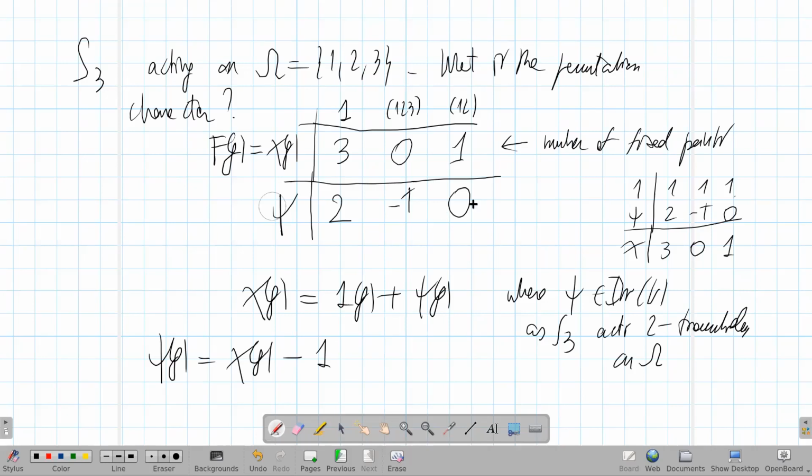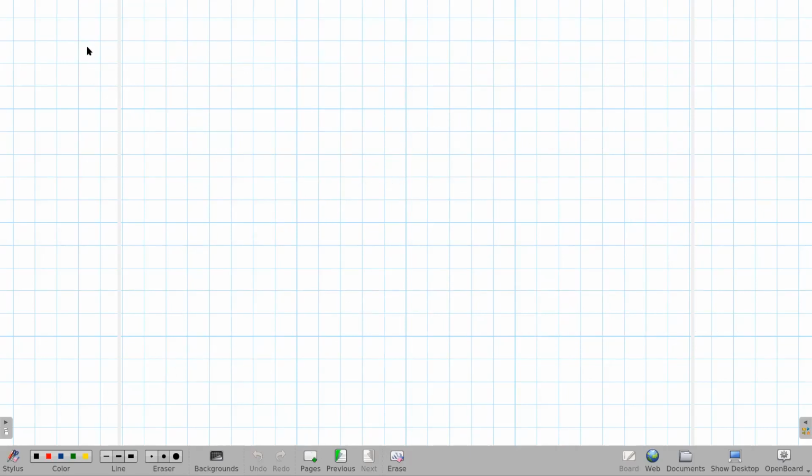There you go. And this trick is particularly useful with the alternating and symmetric groups. So we'll now compute the character table of A4. Good. So A4, well, we'll see that in a second.